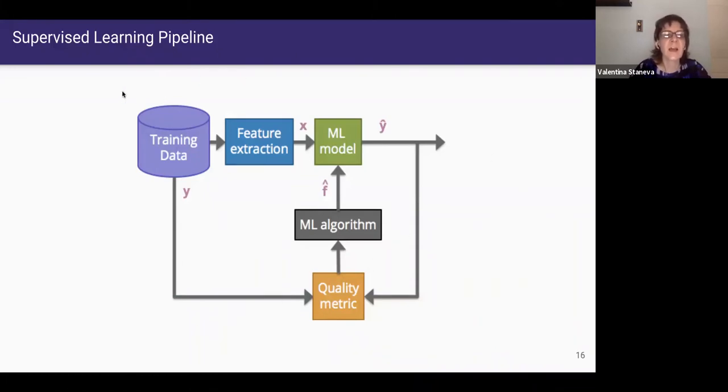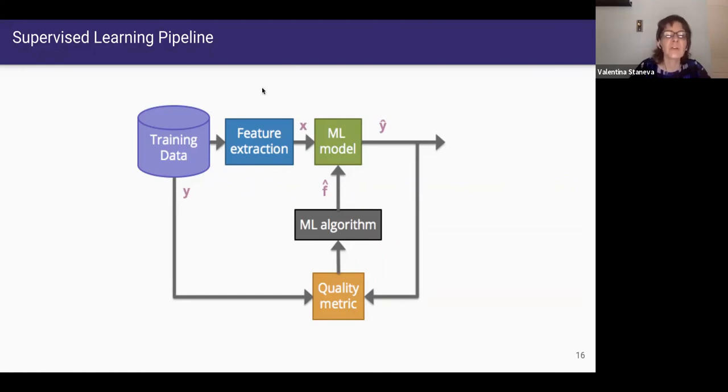And here's a diagram of supervised learning. I'll spend a little bit more time talking about supervised learning, and I think in the next talk, you will get a chance to discuss some unsupervised methods. But the first step is feature extraction, and that applies both to supervised and unsupervised.